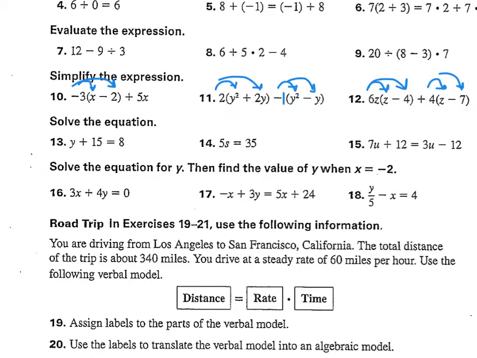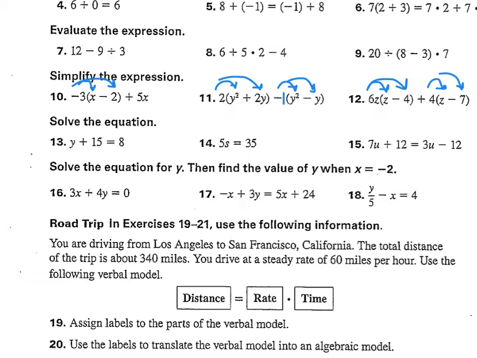On numbers 13 through 15, you are to solve the equation. Simply solve for the letter. On 16, 17, and 18, again, you're to solve for y. So rearrange the problem so that y is by itself. Then plug a -2 in for x and finish solving for y to get an actual number. Once y is by itself, then you plug in -2 for x.